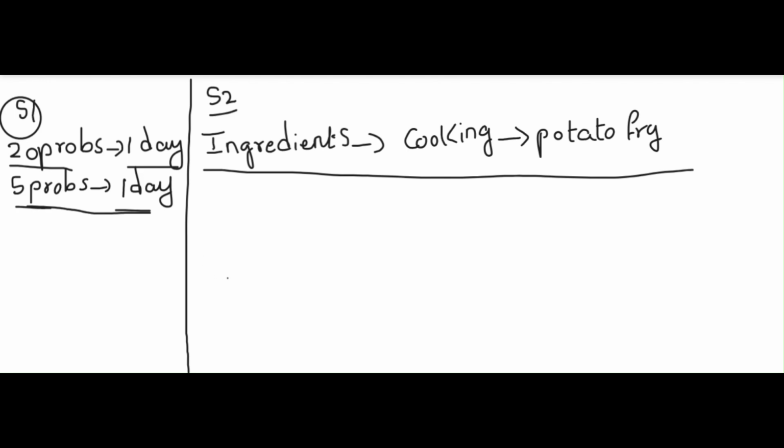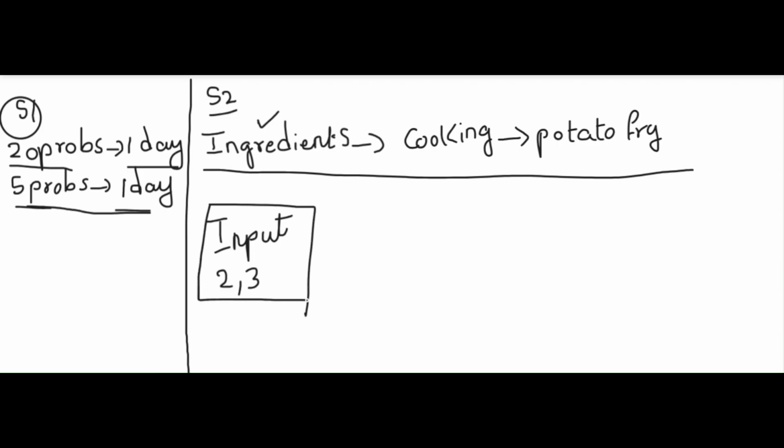Now, let's take an example of a simple thing, adding two numbers, say 2 comma 3, which is nothing but ingredients in our case. But in terms of computers or programming, we call it input. Input is just raw data which is given to the computer. So this is our first step.